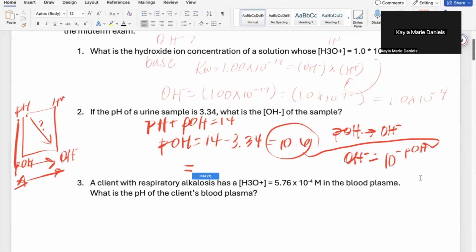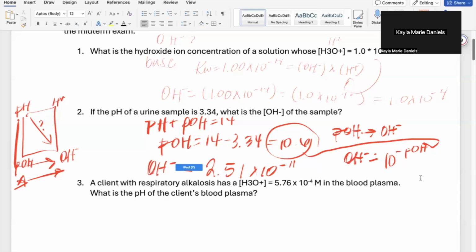So when I put into my calculator 10 to the negative 10.6, I get 2.51 times 10 to the negative 11th. All right, so that's our OH concentration.